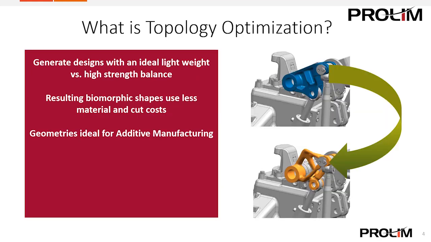In this slide here, you can see an example of a traditional bracket up at the top using traditional manufacturing. And at the bottom here, you can see a topology optimized part. This is done in NX by using a frustum solver. This gives you more of a biomimetic shape, and these biomimetic shapes are ideal for additive manufacturing.